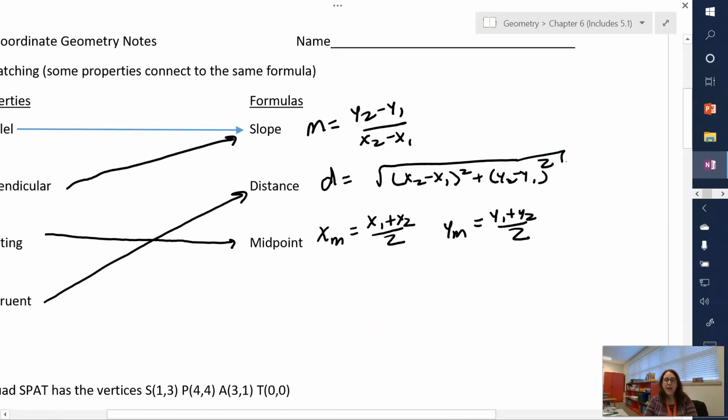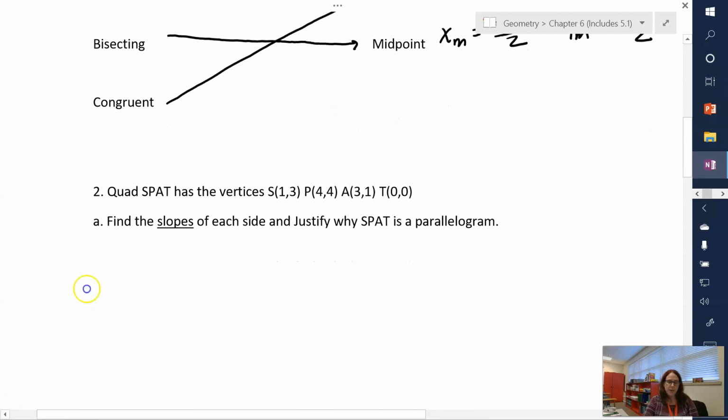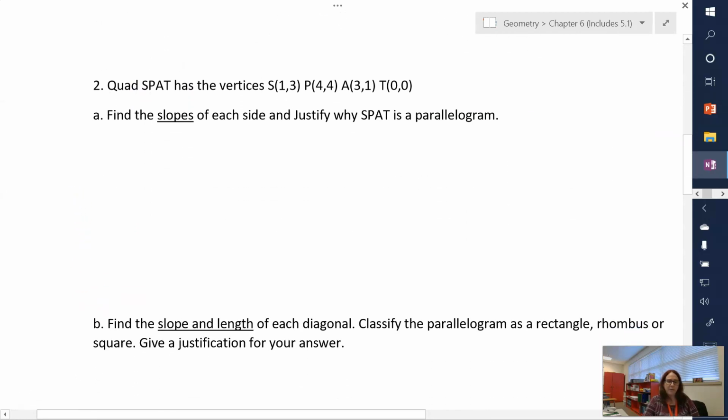Okay, so we're going to have to know these formulas and use them today. So the first thing we're going to do is we're going to have a quadrilateral, a four-sided figure called SPAT. And it has vertices at S is at (1, 3), P is at (4, 4), A is at (3, 1), and T is (0, 0). So the first thing I'm going to do is just draw a sketch so I can get this pictured in my mind. So let's pause here while I draw my sketch.